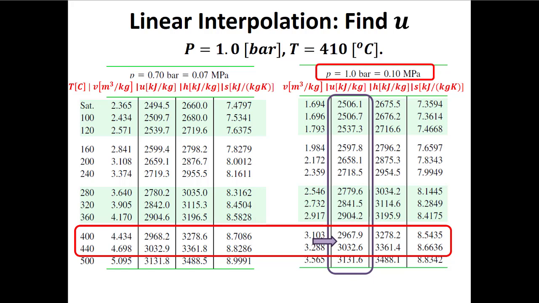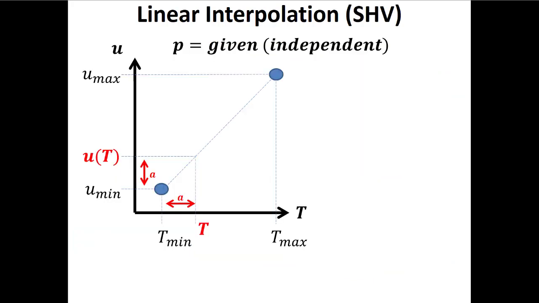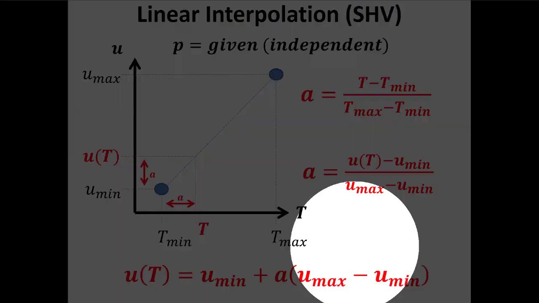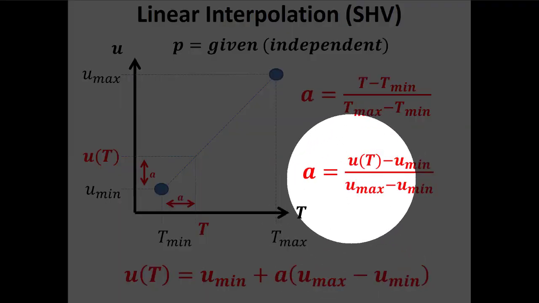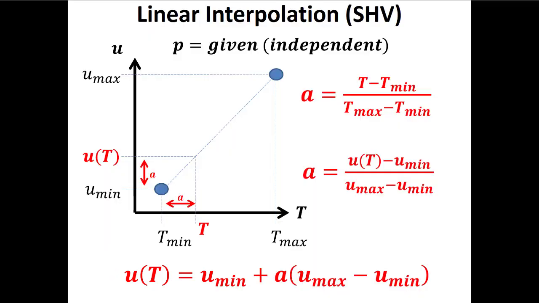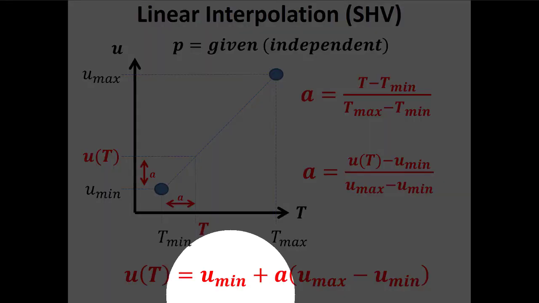So I want to find my interpolation factor A. Here, I know A is my actual temperature minus T min, divided by T max minus T min. And then if I know A, I can find U. I can take this equation and rearrange it a little bit to isolate for the specific internal energy at the particular temperature that I want. So these are the equations that I want to use.